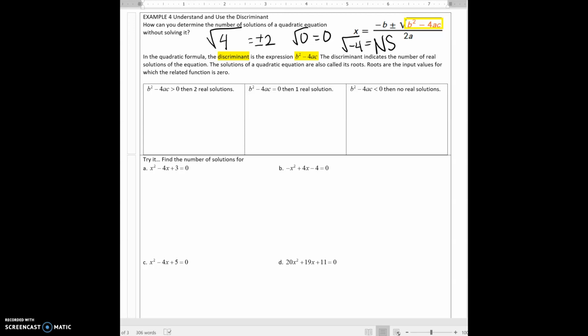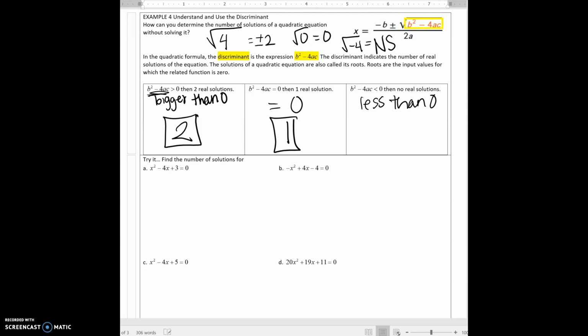So what that means is if it's greater than 0, bigger than 0, there's two solutions. If this little box here, b squared minus 4ac, is bigger than 0, there's 2. If it's equal to 0, there's 1. If it's less than 0, in other words, if it's negative, there is no solution.